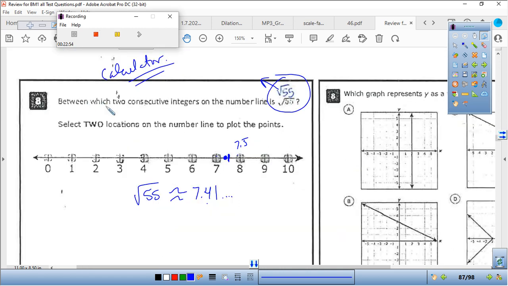So on this note, which 2 consecutive integers on the number line is this one between? Basically, get that in the calculator, put it there, and it gives about 7.41, something. So on that note, between which integers, it becomes between a 7 and an 8. Now, just make sure you know, right in the middle is 7.5. So it'll be 7.4, just a little bit further out. Remember to select 2 locations on the line. So it's between, select the 7 and select the 8.